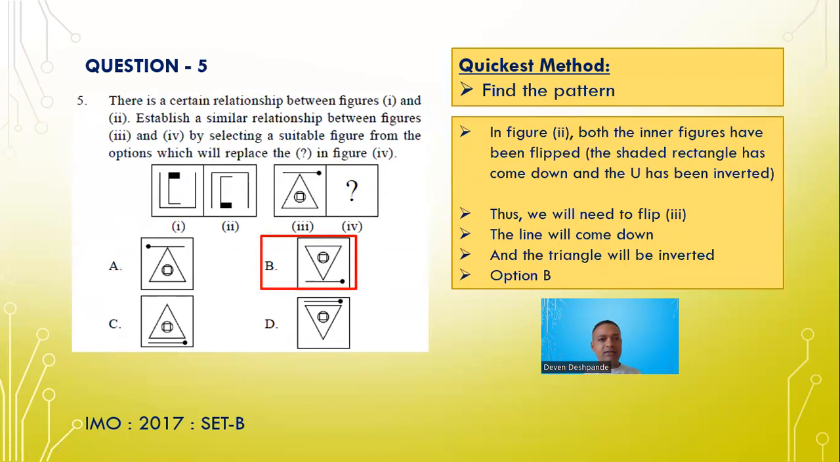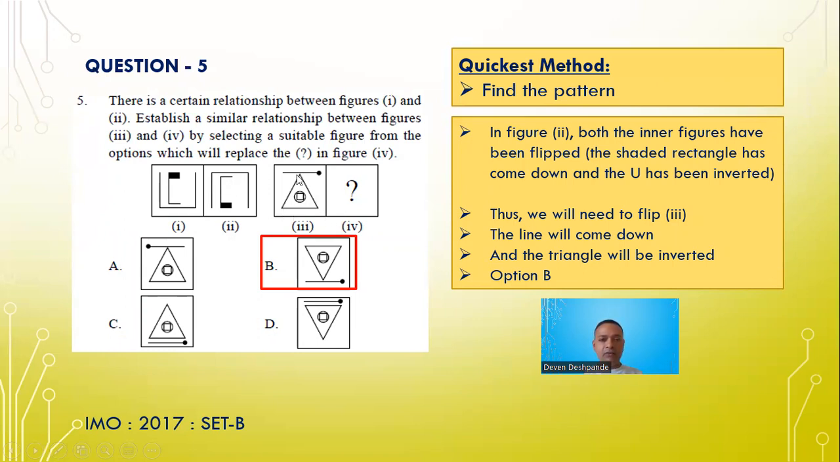Okay, next one. There is a certain relationship between figures 1 and 2. Establish a similar relationship between figures 3 and 4 by selecting a suitable figure from the options which will replace the question mark. So here what is the pattern? Again, find the pattern. In 1 and 2, this U is inverted. In figure 2, it is inverted like this. Again, this figure is inverted, because here the shaded rectangle is at the top, here the shaded rectangle is at the bottom, and this line is here at the bottom, here it is at the top.